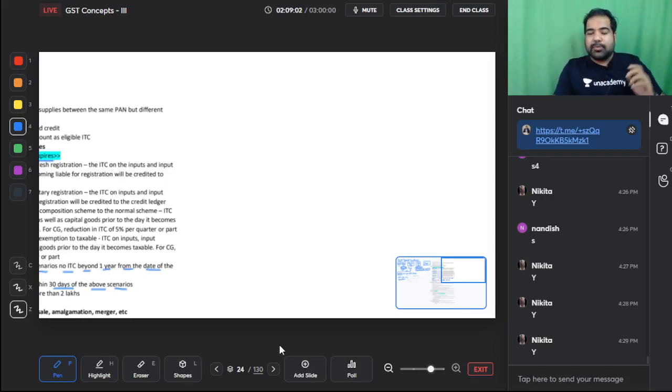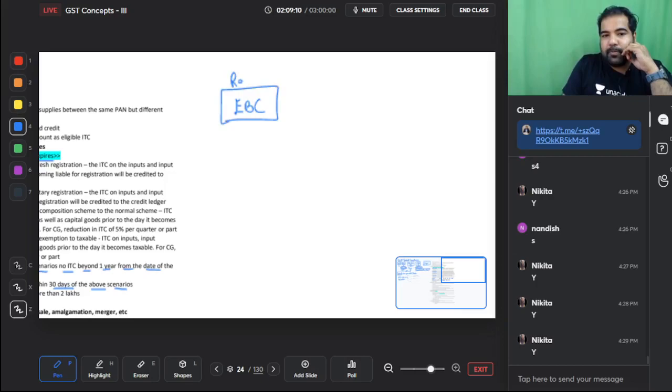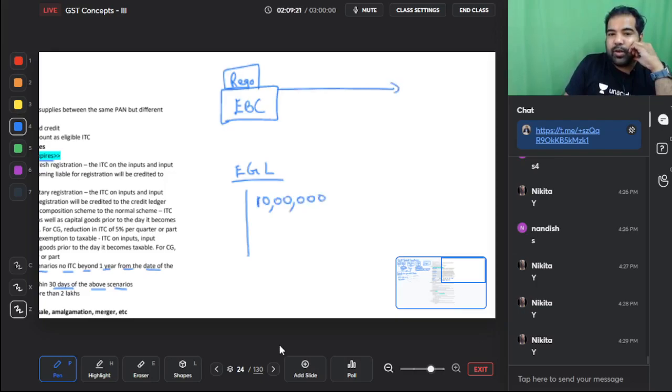Next, special circumstance. 3 things can happen. An electric bike company which is registered and which has, let's say, a credit in the electronic credit ledger. It has a credit of 10 lakhs. It is now getting sold, amalgamated or merged into another company, let's say Hero Honda Motors.